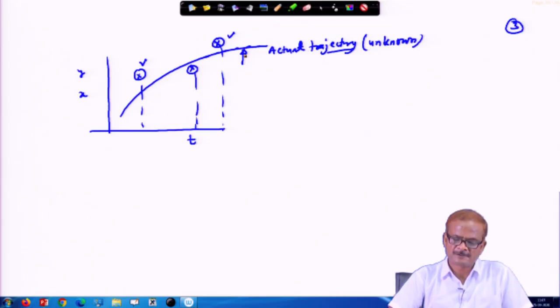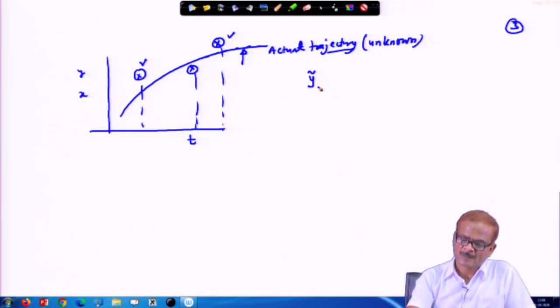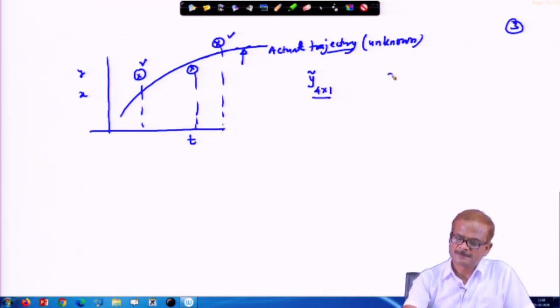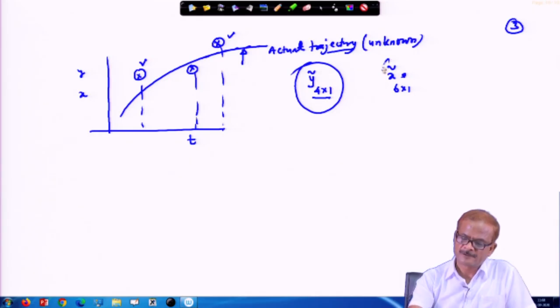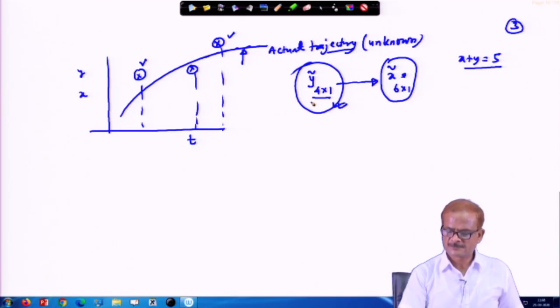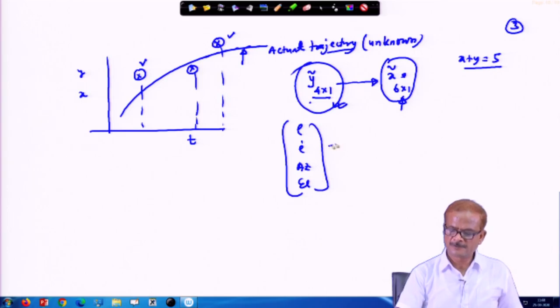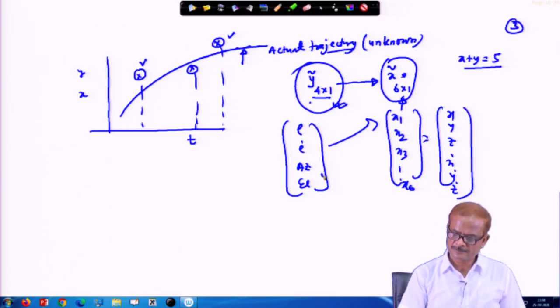So, instead of doing this in just one dimension, we are doing this in six dimensions. In our case, it is a little complicated in that y tilde is a 4 into 1 vector, and x tilde is a 6 into 1 vector. So, this is a 4 dimensional vector and this is a 6 dimensional vector, and using 4 equations, as I was explaining in the last class, if we try to solve for x plus y equal to 5, we will get an infinite number of solutions. So, using just one set, we cannot determine this. Just using rho, rho dot, azimuth and elevation, we cannot determine x 1, x 2, x 3 up to x 6, which is nothing but your x, y, z and x dot, y dot, z dot. This is not possible. Therefore, we choose multiple sets.